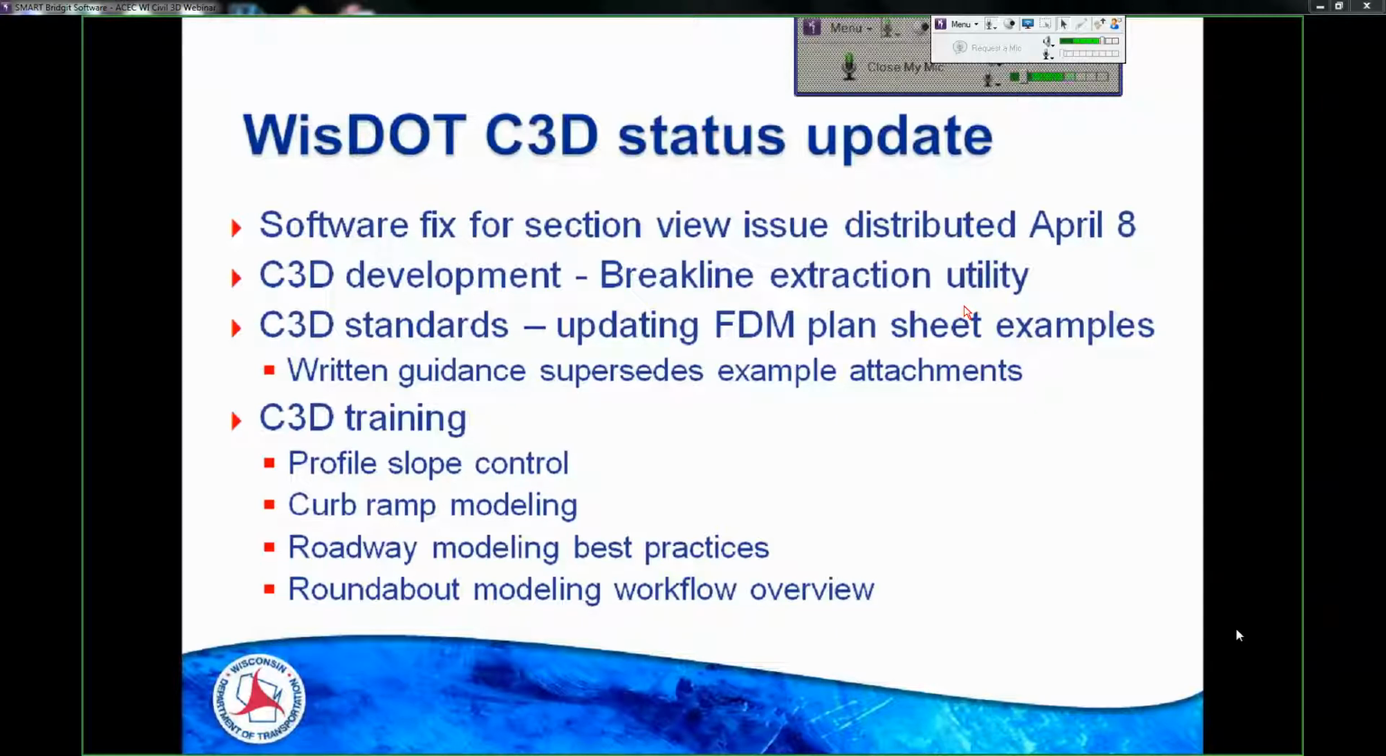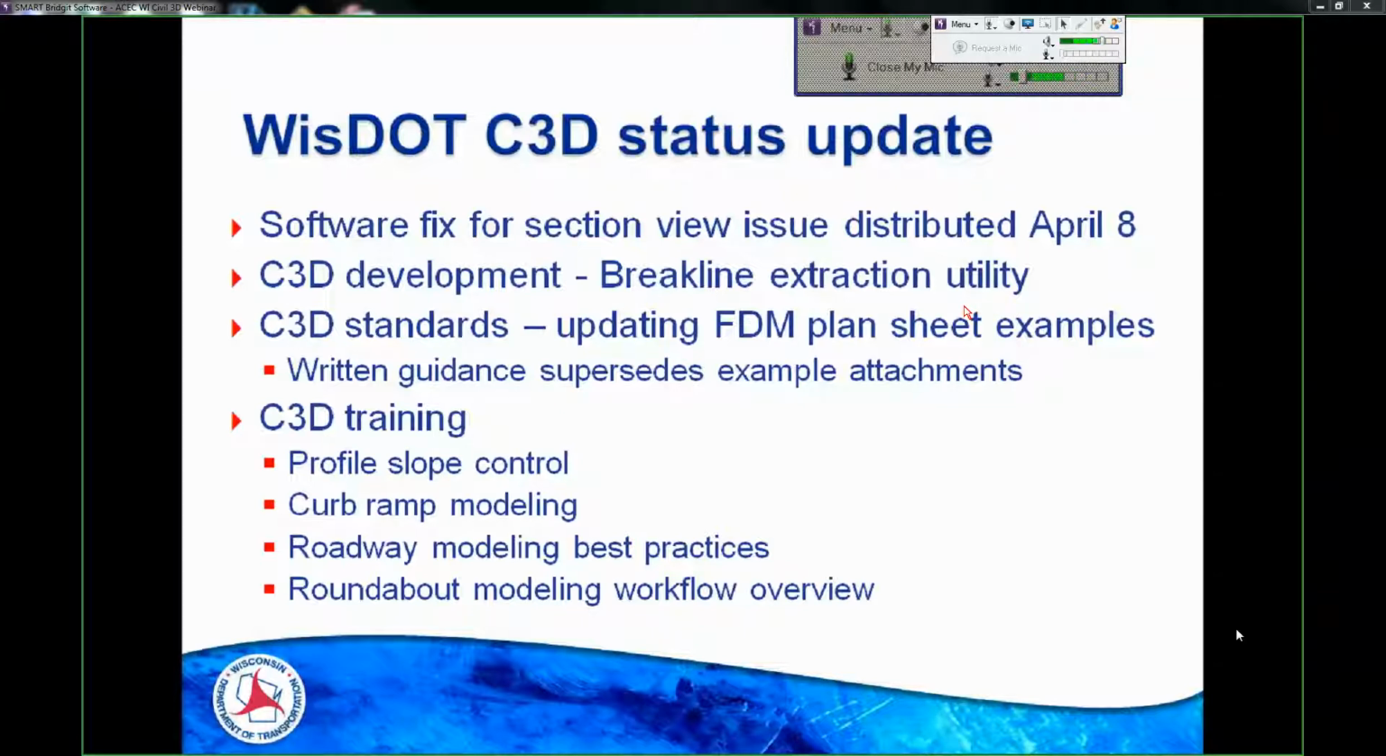Okay, new stuff that we have coming out for Civil 3D. By now, I think most of the Civil 3D users using our content are aware of the software problem that we had with our section views and how it might affect cross-section output. The fix for that has been distributed. Our Civil 3D standards released last week on April 8th. That release contained the fix for that software problem that might be affecting section views.